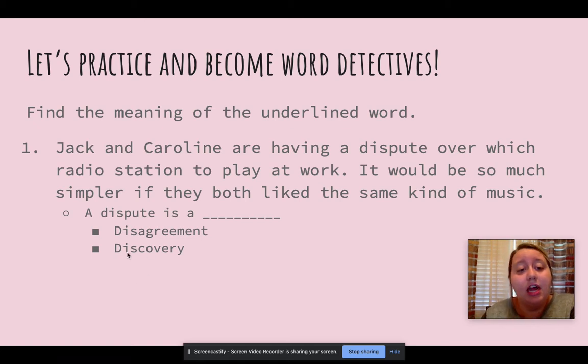If you wanted to check, you could check and read discovery in there. Listen to Miss Lowe read this. Jack and Caroline are having a discovery over which radio station to play at work. It would be so much simpler if they liked the same kind of music.